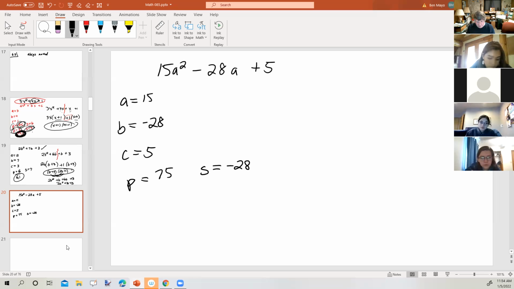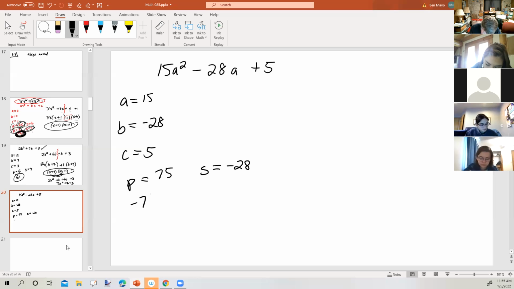So far, so good? Okay, let's play the sign game that we did yesterday. The product is positive, so it's either got to be 2 positive factors or 2 negative factors. But the sum is negative, so it couldn't be 2 positive factors, because a positive plus a positive will not give you a negative sum. So we're looking for 2 negatives.